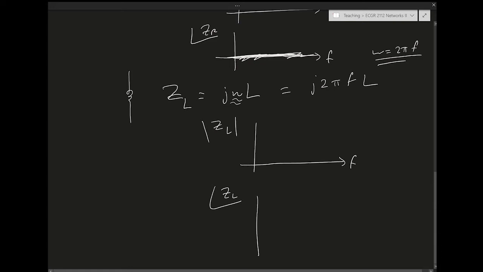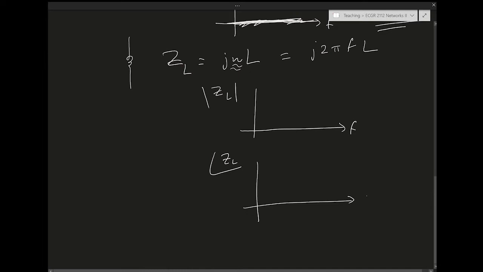We cannot plot it on a single plot. We need two plots. We either can plot the real and imaginary part on two separate plots, or we plot the magnitude and the phase on two separate plots. Either way, we identify the complex number at every frequency uniquely if we know those two parameters, either real and imaginary components or magnitude and phase. That's how you represent or plot complex numbers.